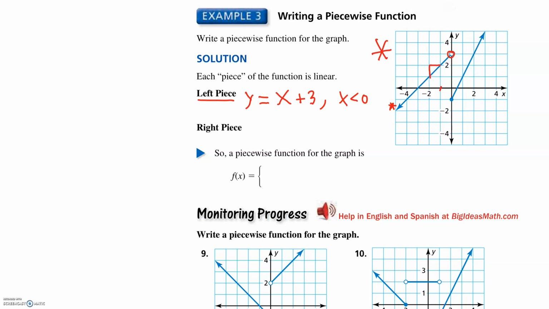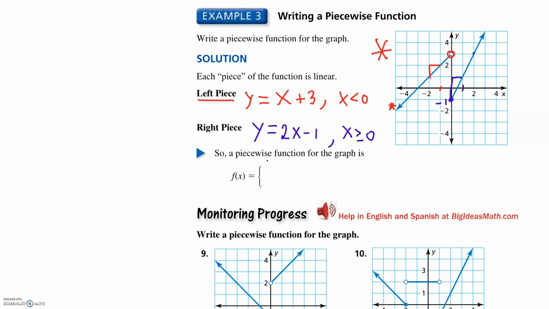The right piece, let's do that one. The right piece is going to be, let's see, starting at x equals 0, it's going to go up 2 and right 1, so that's a slope of 2. y equals 2x minus 1, because our y-intercept is here at negative 1. And that is going to happen for x equals 0 and everything greater because we're over here on 1, 2, 3, and so forth.